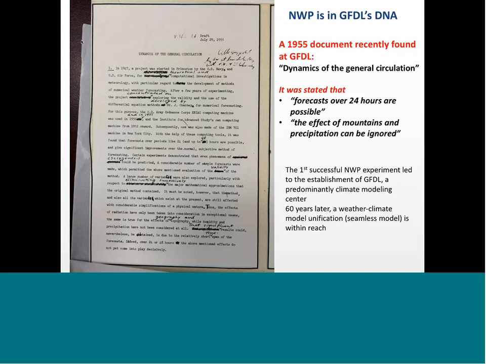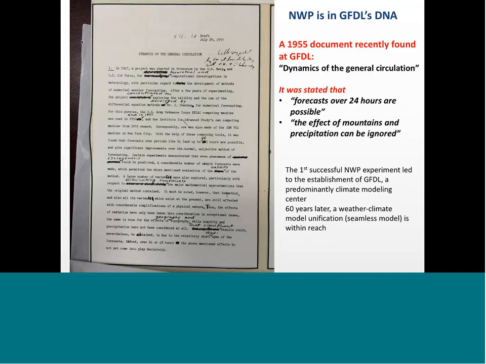And in 1955, now this is a document that was written three years before I was born. That document gives the rationale of establishing GFDL, predominantly a climate modeling center. The basis is the success of the first NWP experiment ever done in the world, done in Princeton immediately after World War II. Well, this is a historical document, actually, I believe it's Joe Smagorinsky's handwriting, and it stated some of the major findings, that it's actually possible to do a weather forecast 24 hours in advance.